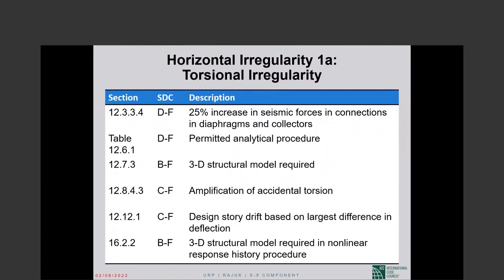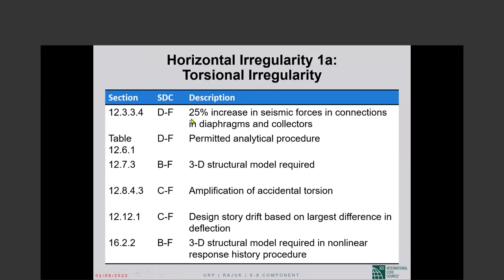The requirements sometimes apply not to all seismic design categories. This requirement applies in seismic design categories D through F. This one, however, B through F. So that column is kind of important.